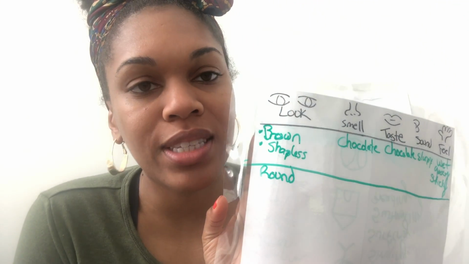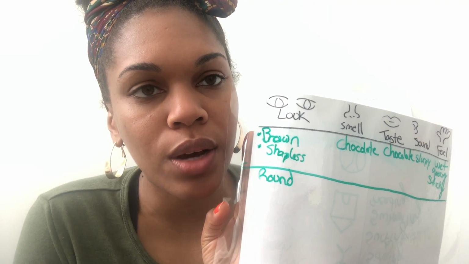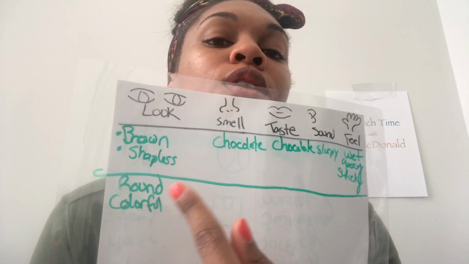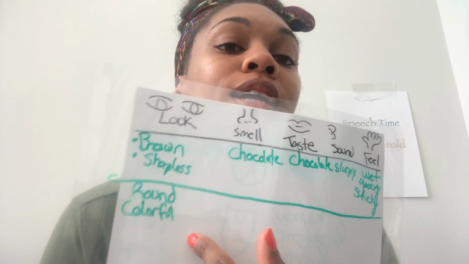Write your answer. Fruit Loops. What do they look like? Let me write my answers down so we can compare. Fruit Loops are round. That means they're shaped like a circle. Fruit Loops are colorful. Fruit Loops are round and colorful. Most Fruit Loops are round and colorful.